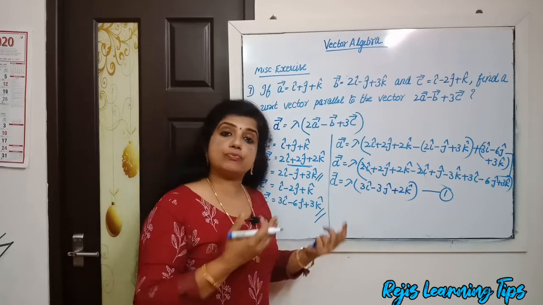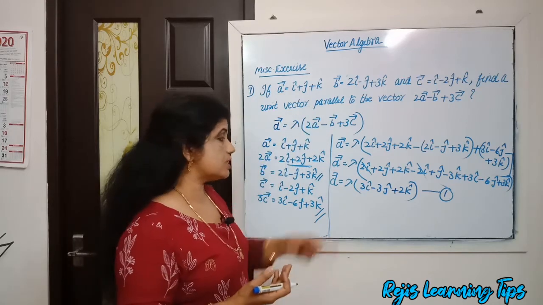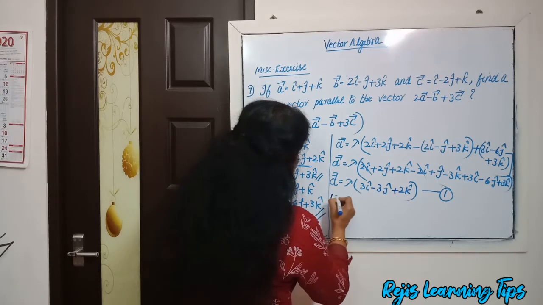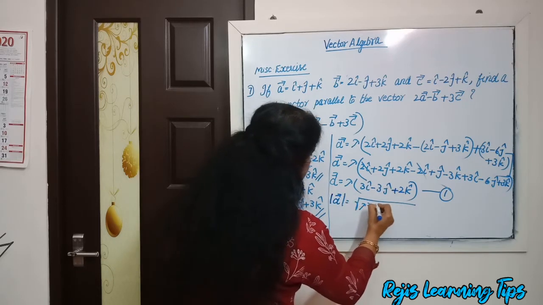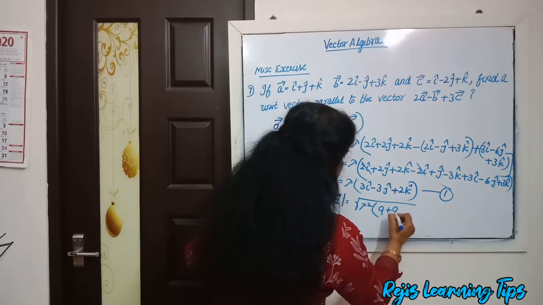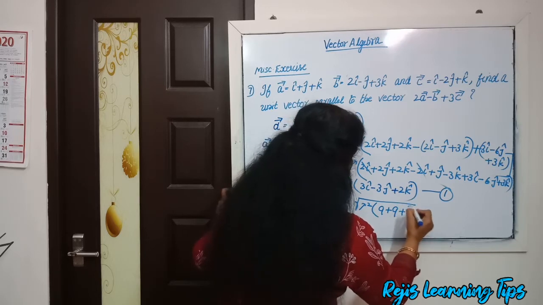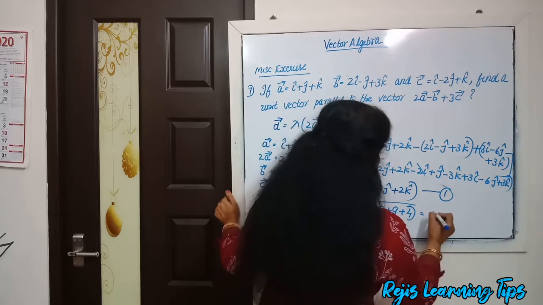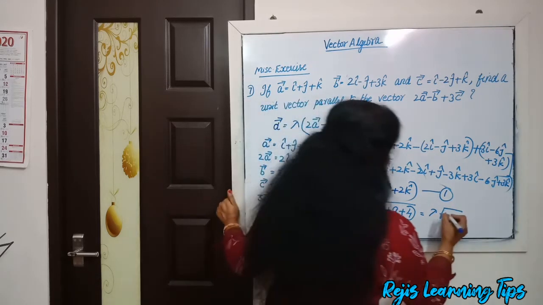Then how can we find the value of lambda? This parallel vector is a unit vector, so its magnitude is unity. So we can find the magnitude of vector D, that is equal to root of lambda square into 3 square, that is 9, plus minus 3 square, that is also 9, plus 2 square, that is 4. Then we will get lambda times root of 9 plus 9 means 18 plus 4 means 22.